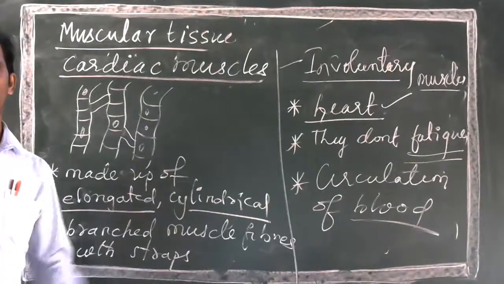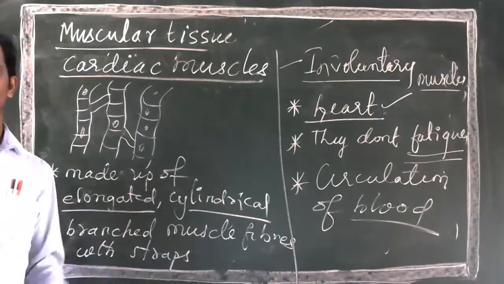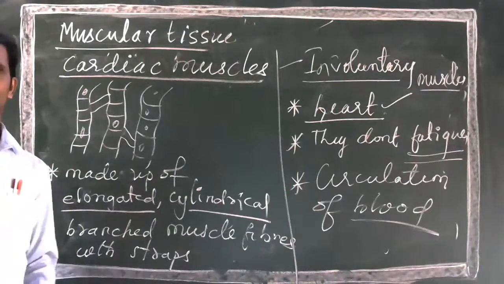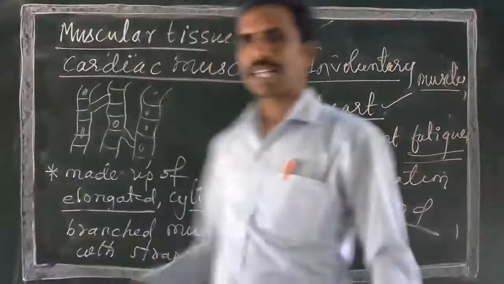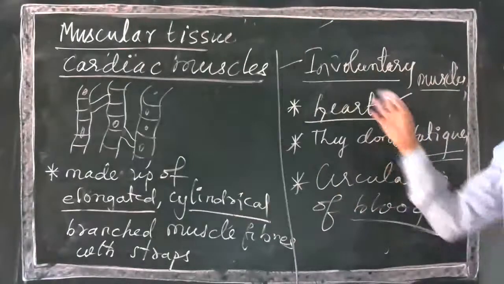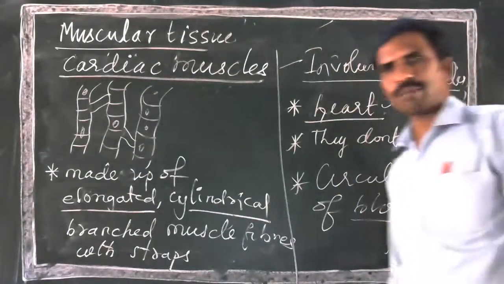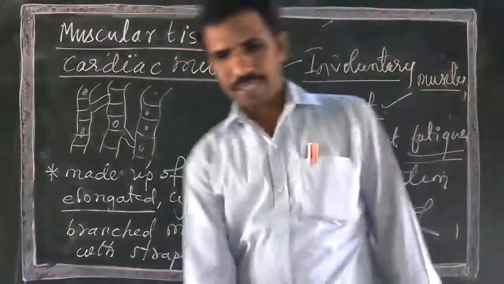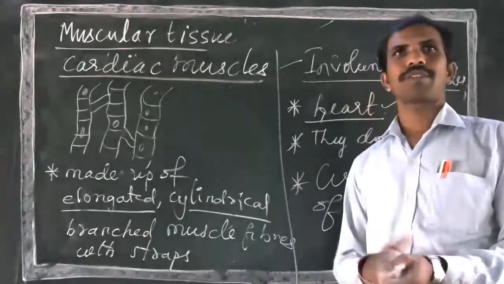In 10th standard you will learn about all the body systems: digestive system, respiratory system, reproductive system, circulatory system, all that we are going to study. So like that, this is the function of the cardiac muscle. So this finishes your muscular tissue. If you have any doubt regarding this tissue, you can just ask a question.